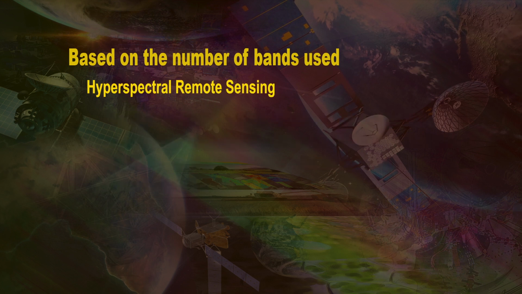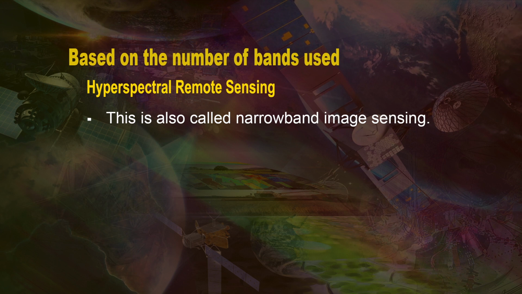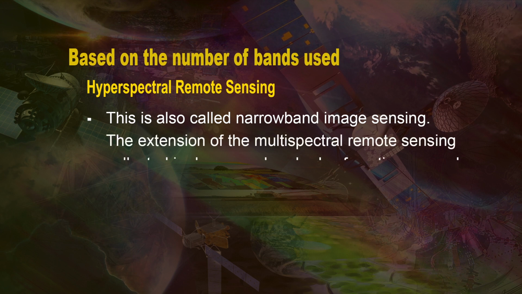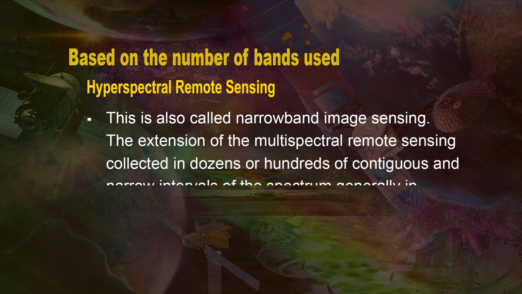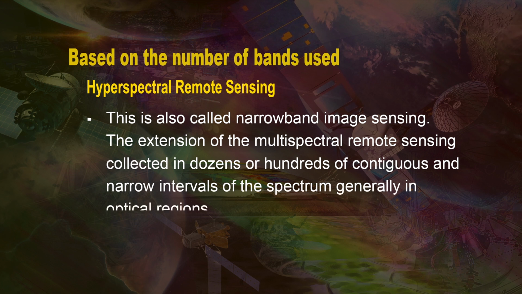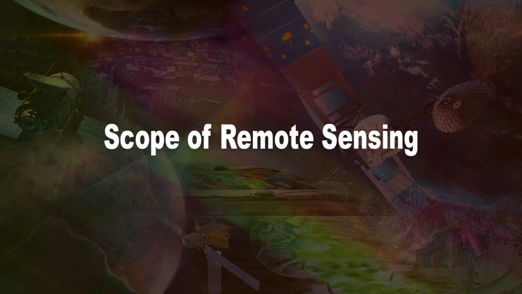Hyperspectral remote sensing. This is also called narrowband image sensing. The extension of multispectral remote sensing, collected in dozens or hundreds of contiguous and narrow intervals of the spectrum, is generally in optical regions. Scope of remote sensing. As an important resource exchange platform, scientists and researchers can know the most up-to-date trends and seek valuable primary sources for reference.